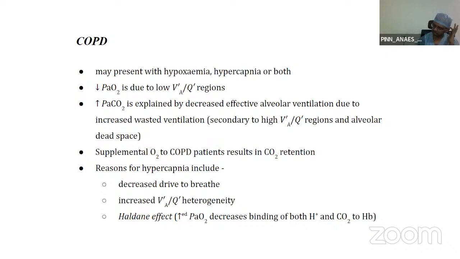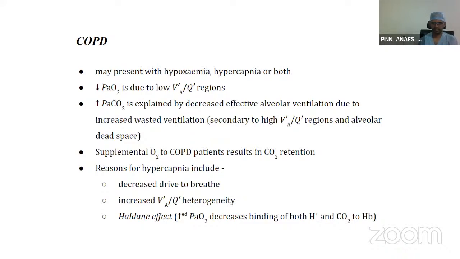So we'll be talking about a few clinical conditions. The first one is COPD. COPD may present with hypoxemia, hypercapnia, or both. The hypoxemia or decreased arterial oxygen tension is due to low VQ regions, while the hypercarbia or increased PCO2 in arterial blood is explained by decreased effective alveolar ventilation, as I said earlier, because of increased wasted ventilation or dead space ventilation. So the hypoxemia in COPD patients can be corrected by supplemental oxygen.